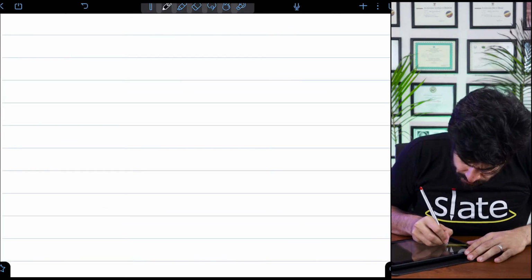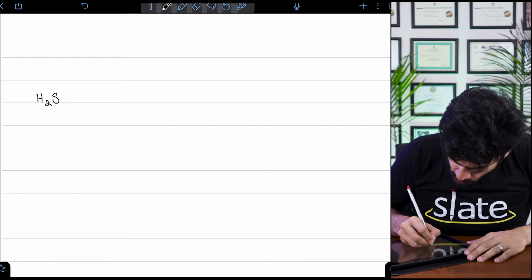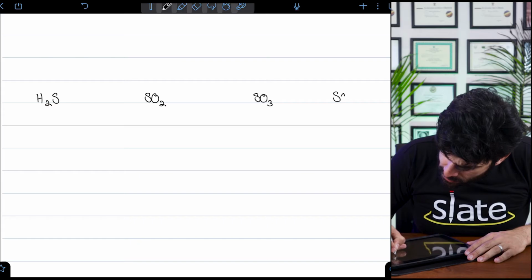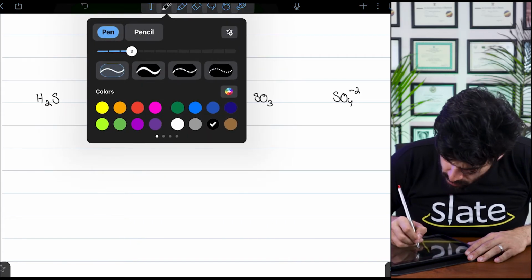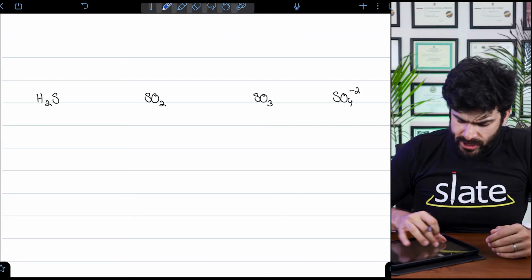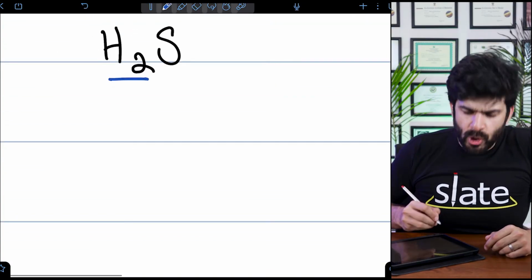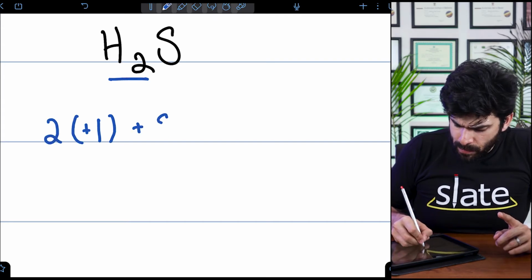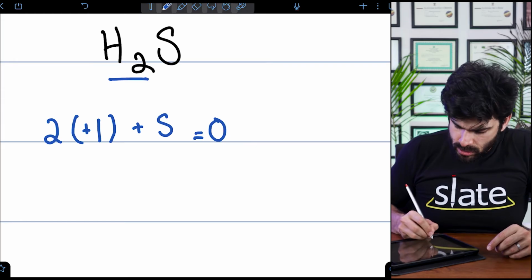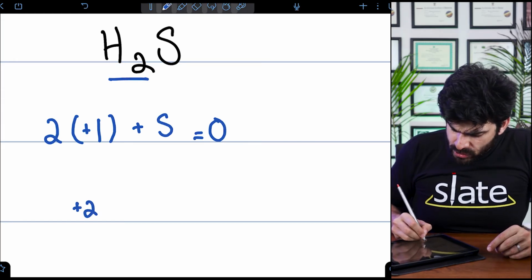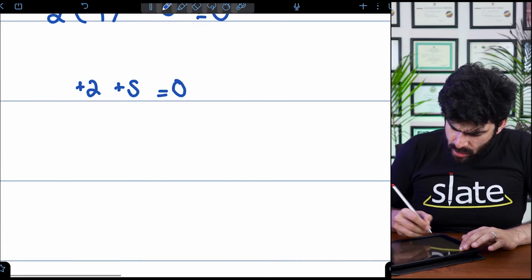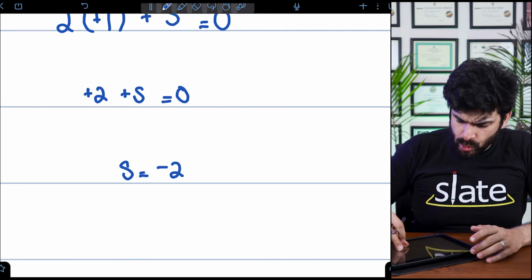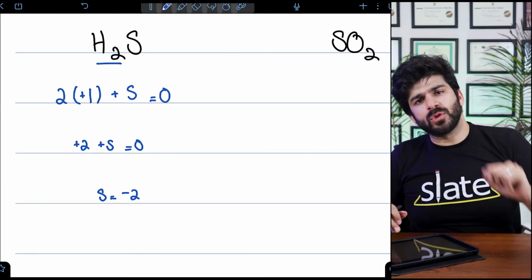Let's talk about sulfur. H2S, SO2, SO3, SO4 2-. Sulfur can have variable oxidation states. True. We know about hydrogen, plus 1. How many hydrogens? 2. Plus sulfur equals 0 as there is no charge. So plus 2 plus S equals 0. So S equals minus 2. So here sulfur has a minus 2 oxidation state.